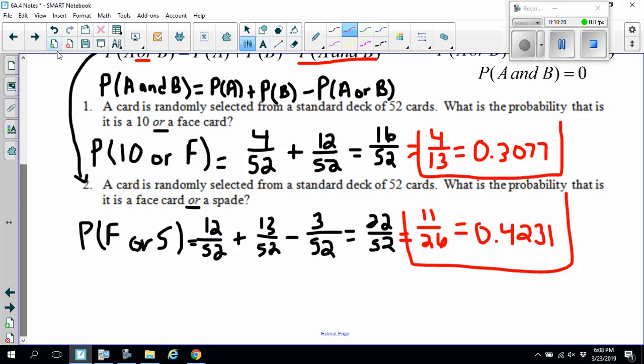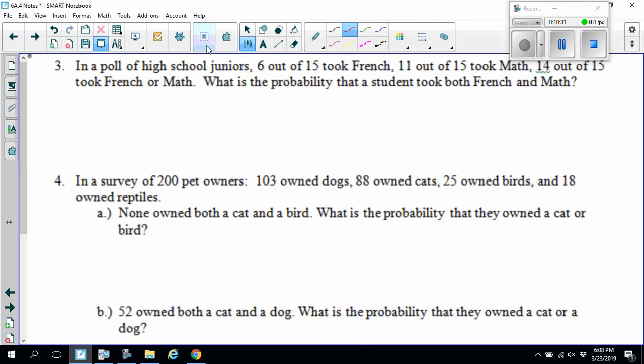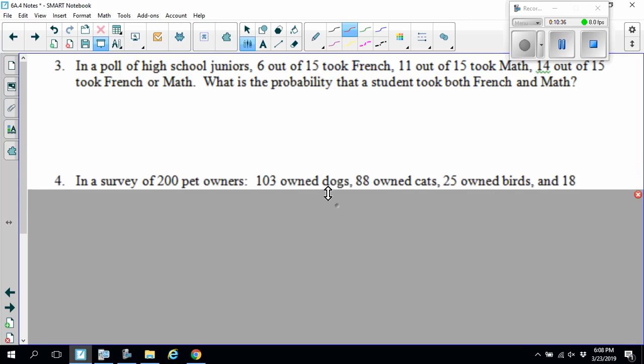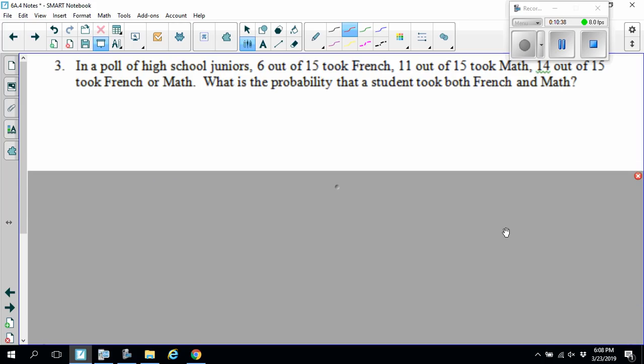Okay, let's go ahead and try one more. So we're going to do 3 together. Scroll this down. There we go. So number 3 says, in a poll of high school juniors, 6 out of 15 took French, 11 out of 15 took math, and then 14 out of 15 took French or math. We need to find the probability that the student took both French and math.